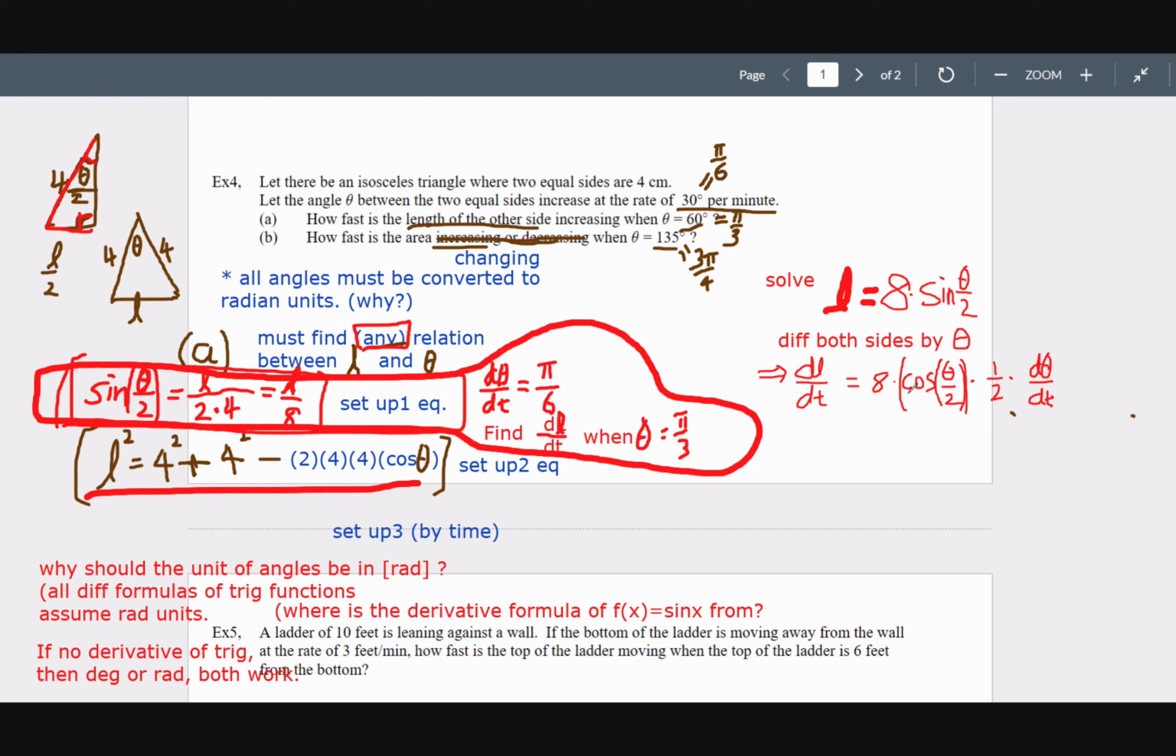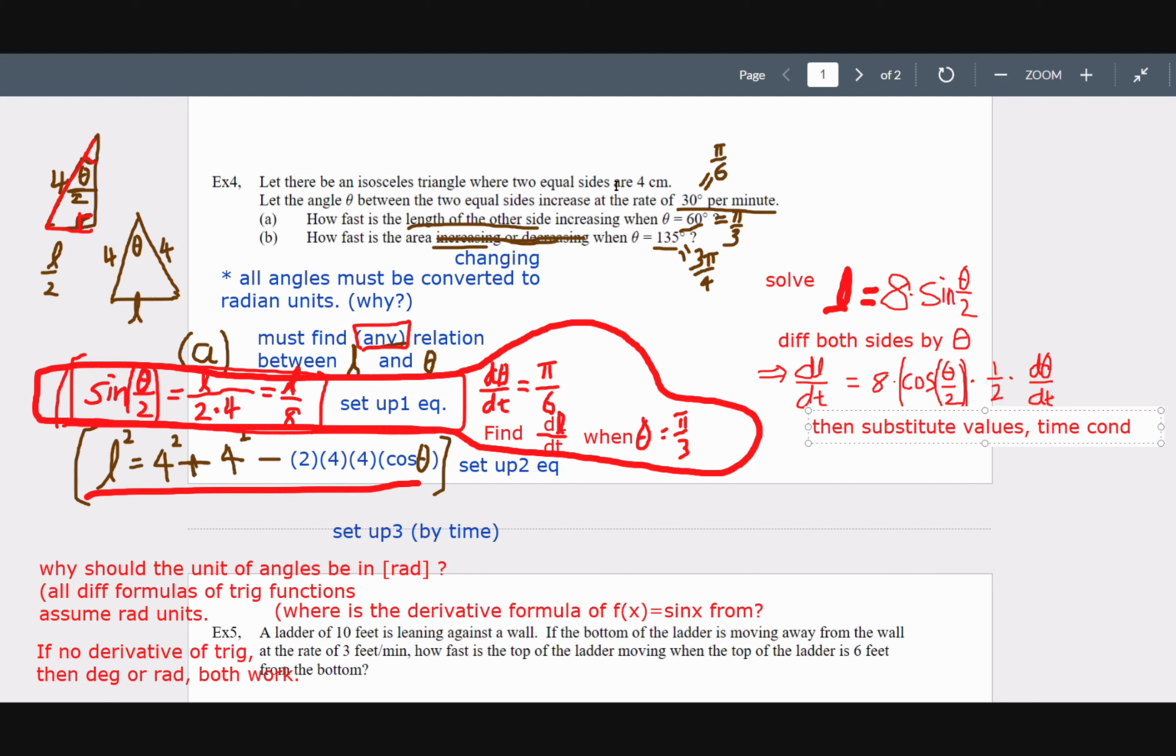And all you do is what? Is now substitute the values, and the time condition also. And then you can get it. So in this case, what do you have to plug in for theta? You have to plug in theta is equal to pi over 3. And then you have to substitute d theta dt is pi over 6. That's all you have to plug in.